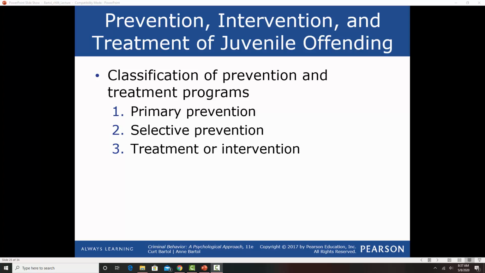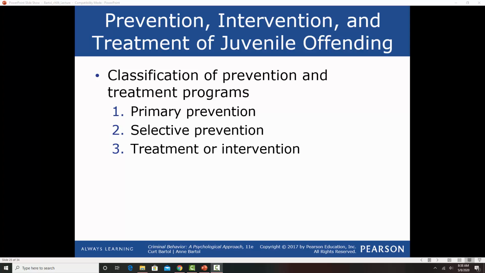Selective prevention, also called secondary prevention. This is working with specific children or adolescents who are at risk or at high risk, who are already showing signs of antisocial behavior. The goal is to try to prevent young people from going on to more serious and habitual behaviors. Again, the earlier the better with selective programs.